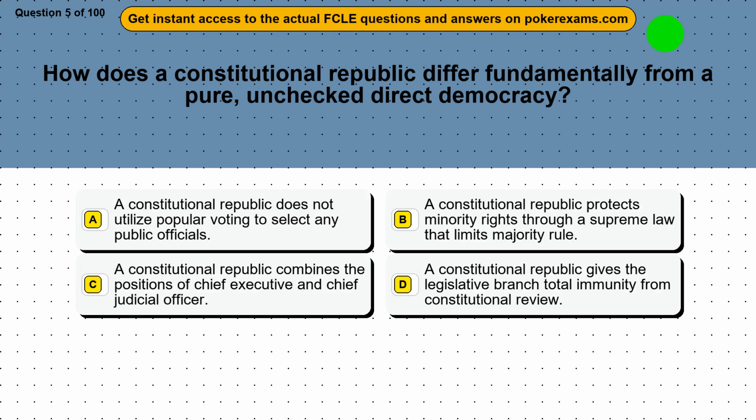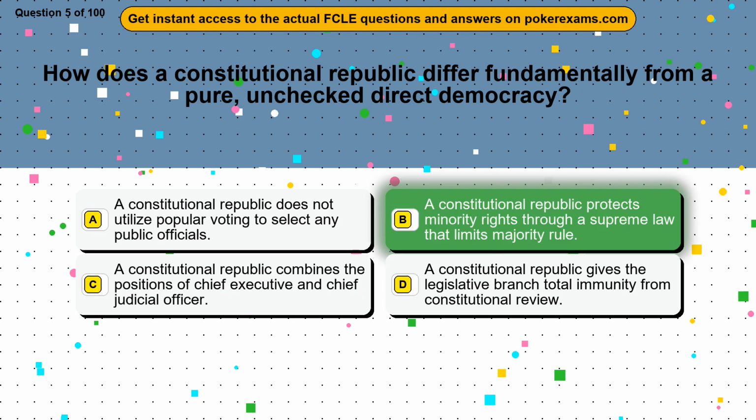Question 5. How does a constitutional republic differ fundamentally from a pure, unchecked direct democracy? Option A. A constitutional republic does not utilize popular voting to select any public officials. Option B. A constitutional republic protects minority rights through a supreme law that limits majority rule. Option C. A constitutional republic combines the positions of chief executive and chief judicial officer. Option D. A constitutional republic gives the legislative branch total immunity from constitutional review. The correct answer is option B.